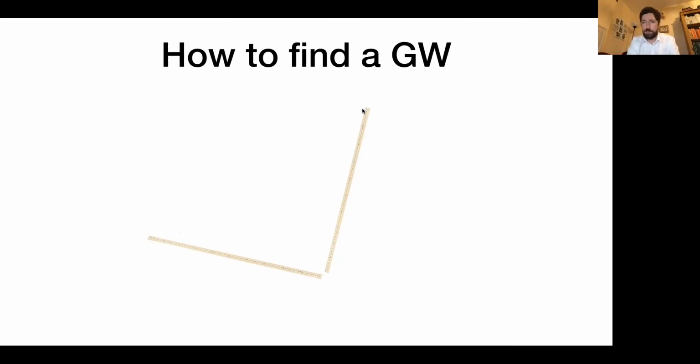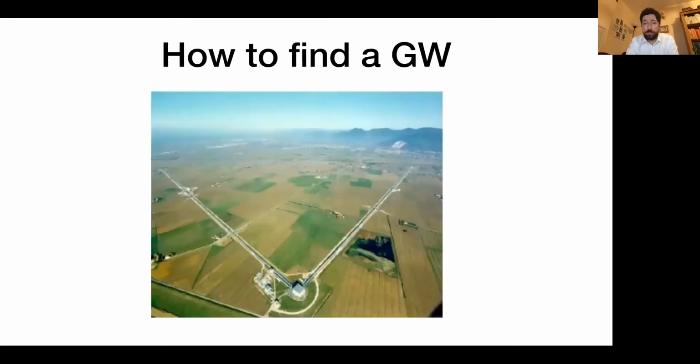So if we can compare the length of the 2 arms over time, we can track the stretching and squeezing in perpendicular directions, and that's going to tell us there's a gravitational wave passing through. Now, obviously, you're not going to do this with 2 meter sticks. You're going to need a very big and very expensive set of meter sticks. This is an example of one such set of meter sticks.